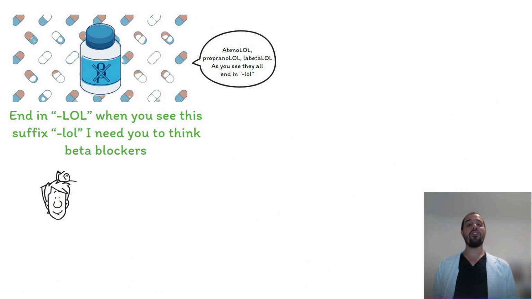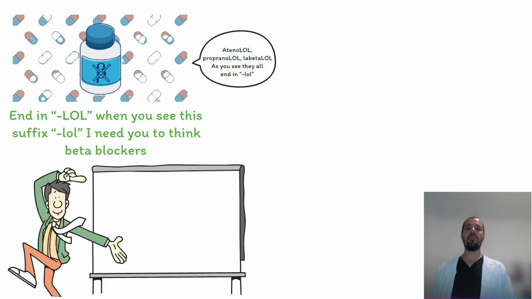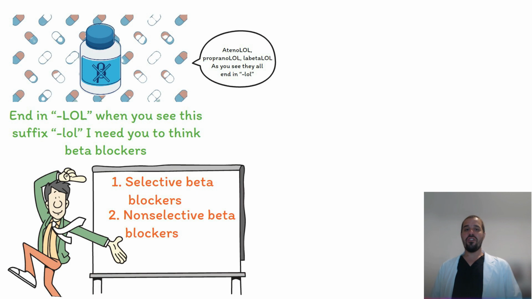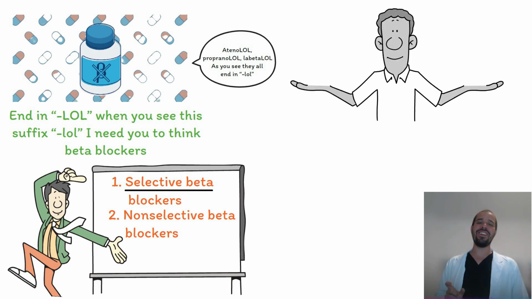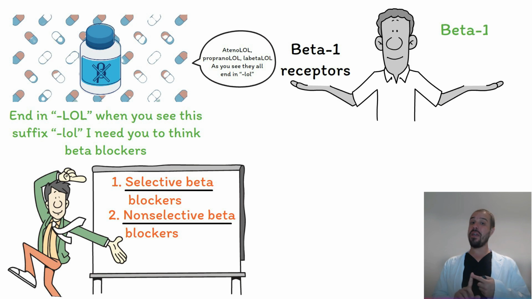Now with beta blockers, unfortunately, there are two specific subcategories of beta blockers. That is either selective beta blockers or non-selective beta blockers. To make this more simple, selective beta blockers specifically target beta-1 receptors. Non-selective beta blockers target specifically beta-1 and beta-2 receptors.